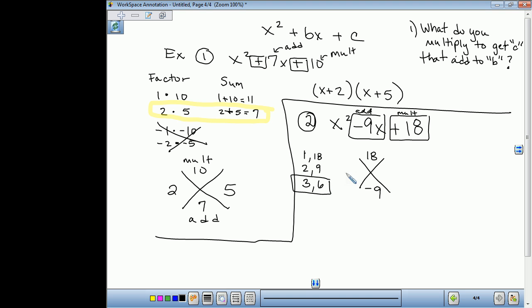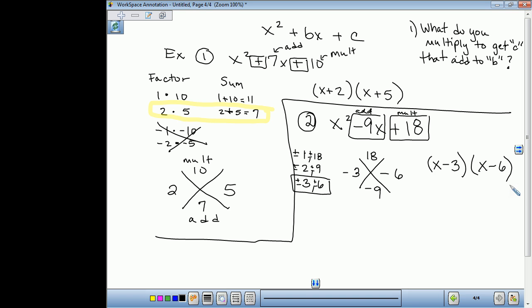But if I'm adding to get a negative, doesn't it actually have to be negative 3 and negative 6? So on these, when I just list the factors, we need to keep in mind they could be positive or negative. So in this case, the negative is going to work out best for us. Because negative 3 times negative 6 is positive 18. And negative 3 plus negative 6 is negative 9. So this is going to factor to x minus 3 times x minus 6.